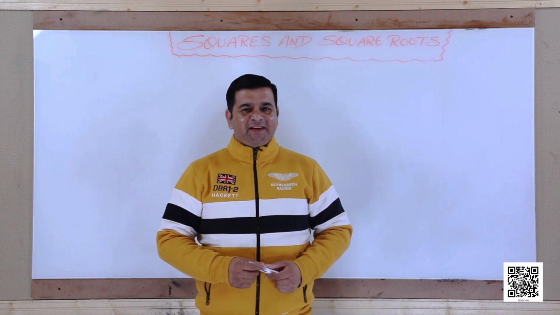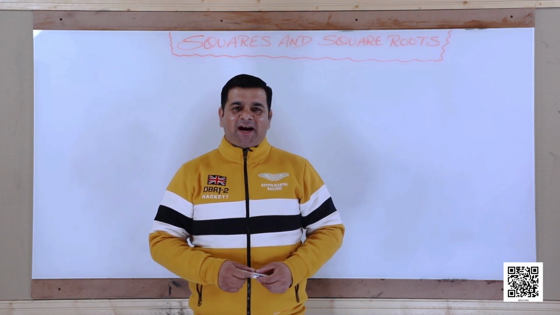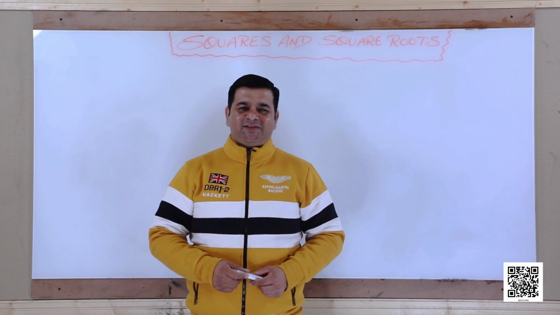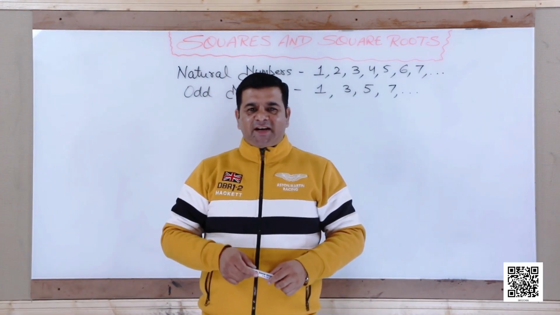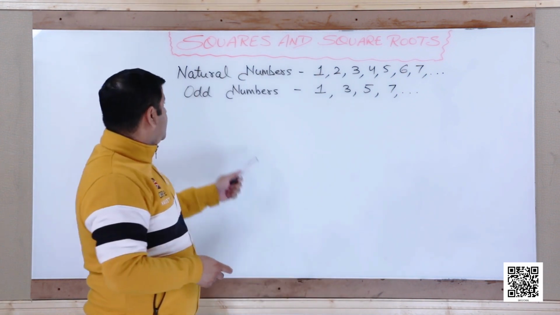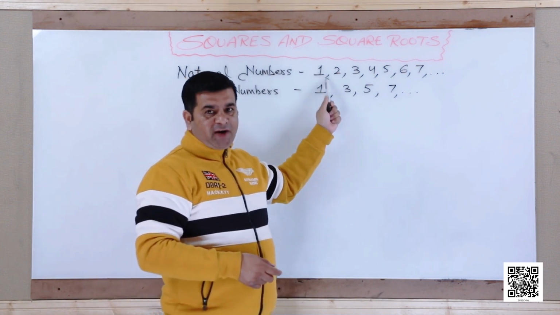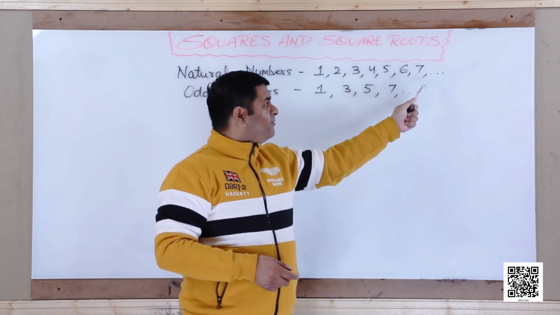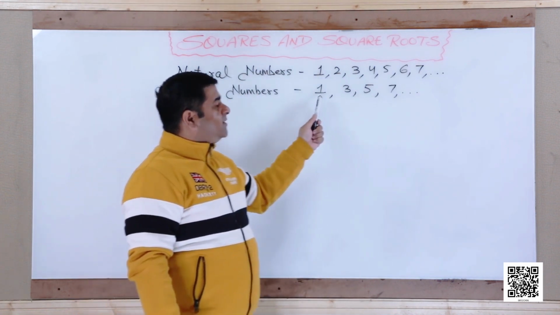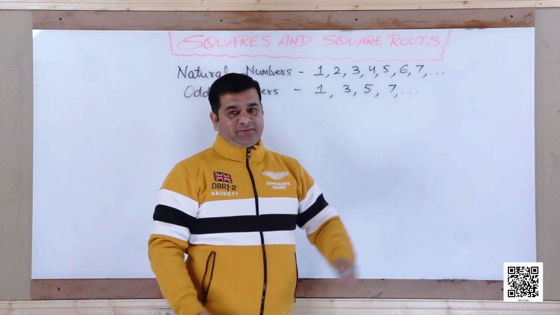Students, today we are going to discuss a few things about squares and square roots from class 8. Let's do. First of all, let's study about square numbers. Let's see an activity. As we know, these are natural numbers which start from 1, 2, 3, 4, 5, 6, 7 and so on. And out of these are odd numbers 1, 3, 5, 7.